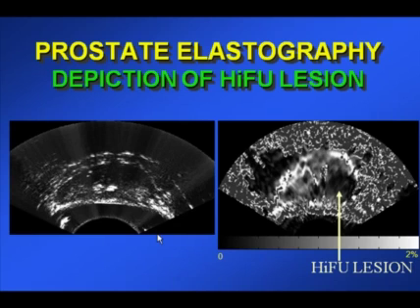This is an example of an elastogram of a prostate following creation of a lesion in the prostate using high-intensity focused ultrasound. As you can see on the grayscale image, there's a slight increase in echogenicity here of uncertain significance, but on the elastogram, the area of treatment shows up as a markedly stiffer area that is very well defined and easily seen.